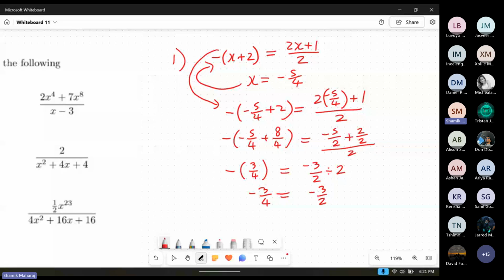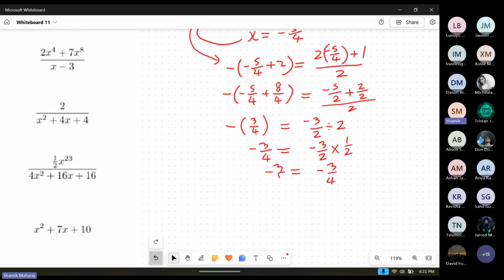Remember, you can change division to multiplication if you invert the second fraction. So 2 as a fraction then becomes a half. Yeah, and that's going to give me minus 3 over 4. Here we have minus 3 over 4, which can be written much better than what I did. Minus 3 over 4, so left-hand side equals right-hand side.